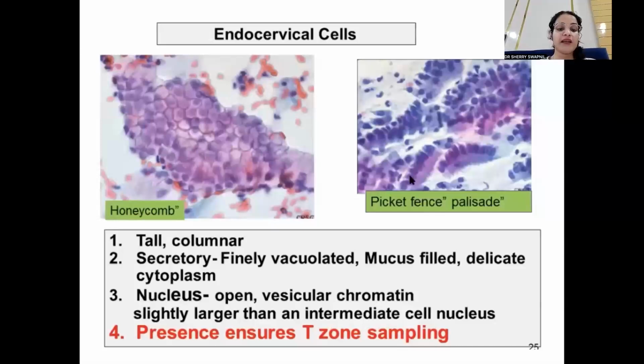First is the honeycomb-like representation. As you can see, all the cells are stacked next to each other and their cell borders are well defined. And this is the palisade or picket fence appearance that we say, because the nucleus appears to be eccentric, and all the cytoplasm is attached parallel to each other and elongated. So it is giving a picket fence appearance.